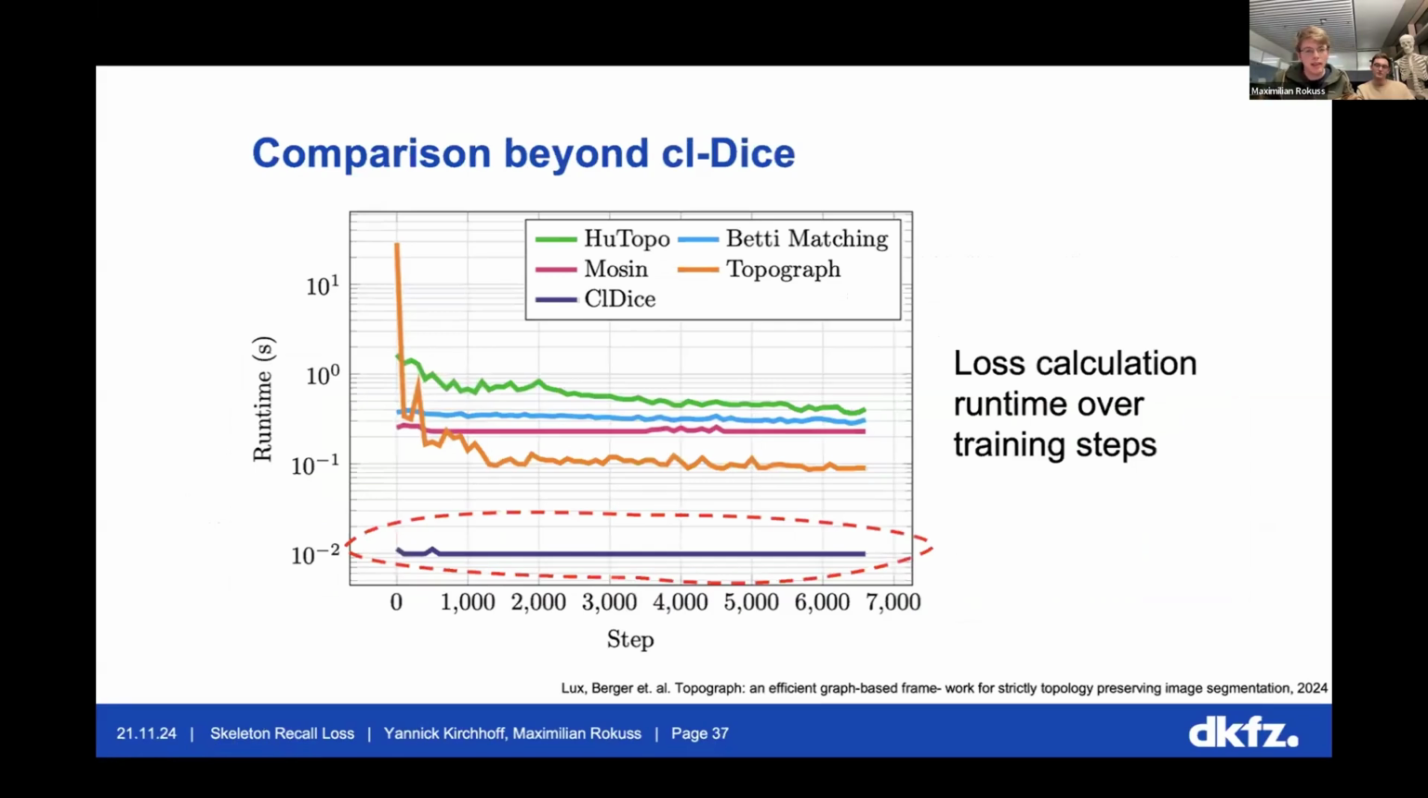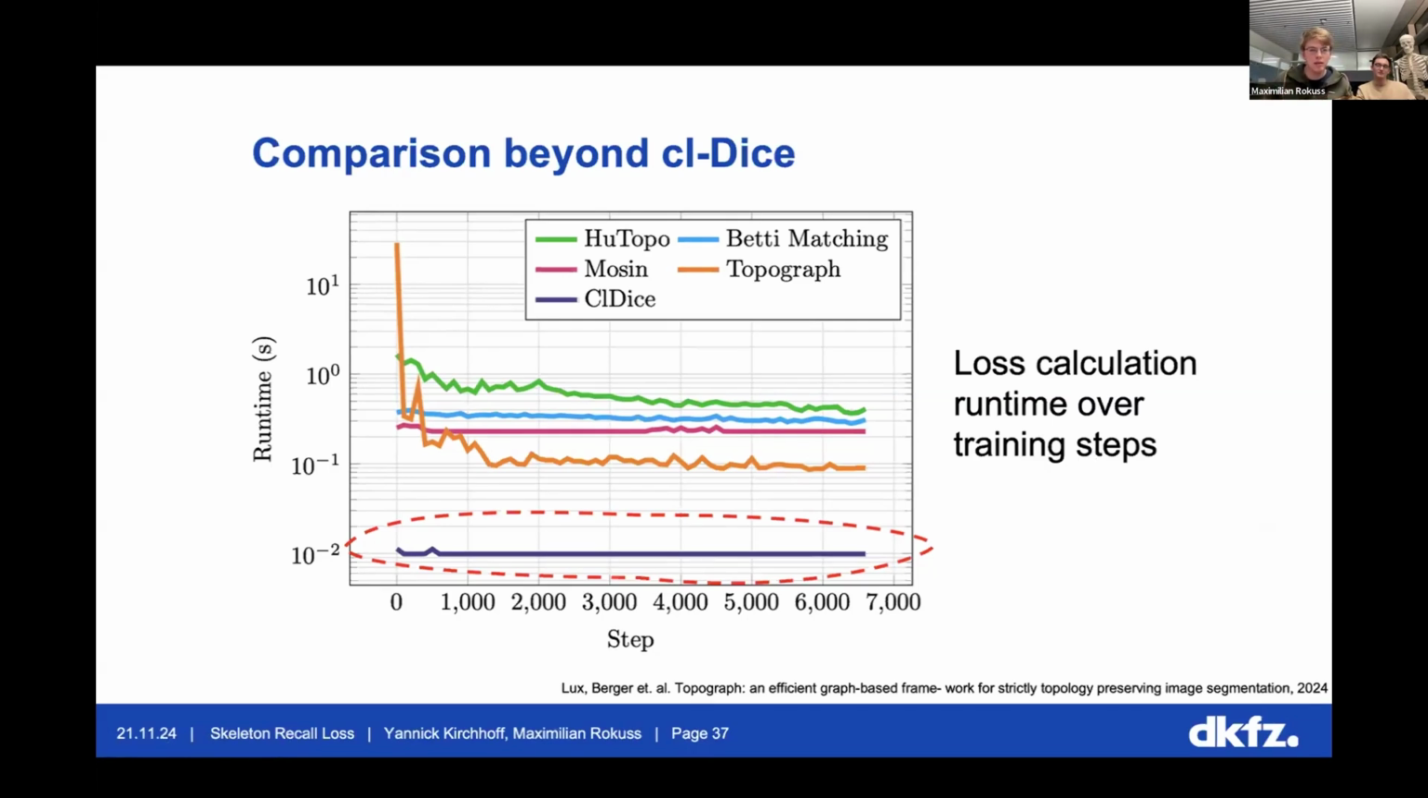And by the way, if you're wondering why we only compare against CL dice loss, this plot really nicely shows that. This is from a recent publication by Lux and Berger et al. And they introduced this method Topograph, which is also a topology conserving method basically for segmentation, but only in 2D, because it's also really inefficient. And they had this plot in their paper which shows basically the runtime for all these different methods.